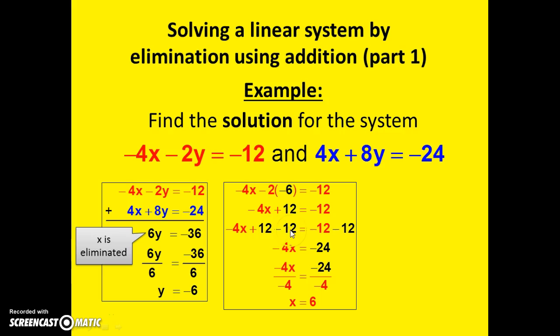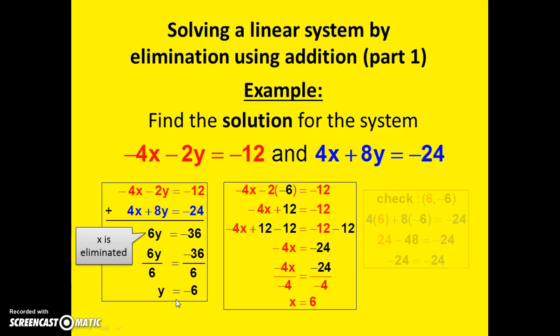So 12 minus 12 gives us negative 4x. We got rid of our constants. We got them all together on the opposite side by taking away that negative 12. And that gives us negative 12 minus 12 is negative 24. We don't want negative 4x's. We want 1x. So we divide both sides by negative 4. And that gives us x equals 6. So we have our solution to the system. X is 6. Y is negative 6.